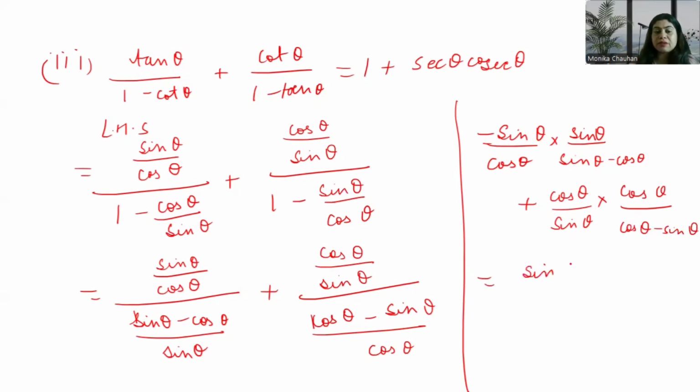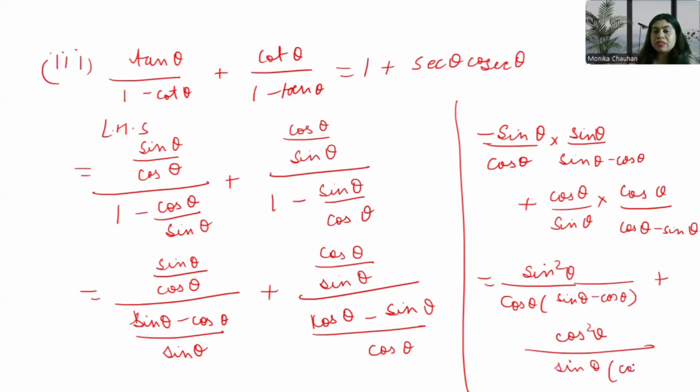It becomes sin²θ upon cosθ(sinθ − cosθ), plus sinθcos²θ upon sinθ and cosθ − sinθ. Now, once you have solved this, you have solved a major part of this one. You have solved around 70% of it, I would say, because 30% of the proof is still left. How do I reach 1 + secθ cosθ?